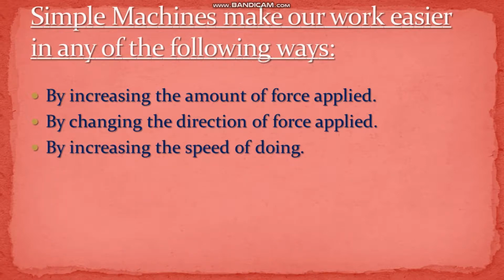Now the third way is by increasing the speed of doing things. In such a case, the machine is said to be used as a speed multiplier, like the gears in an automobile that are used to change the speed of the automobile. We change the gear and automatically the speed of the vehicle increases. This is how a machine helps in our day-to-day life.